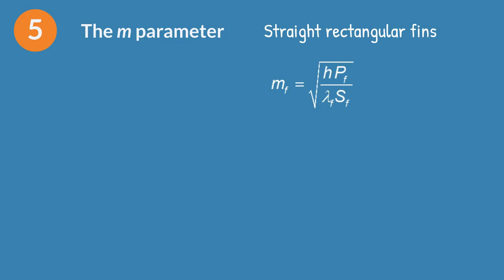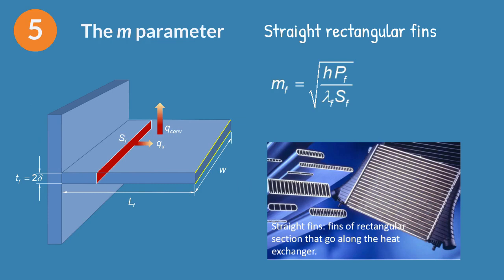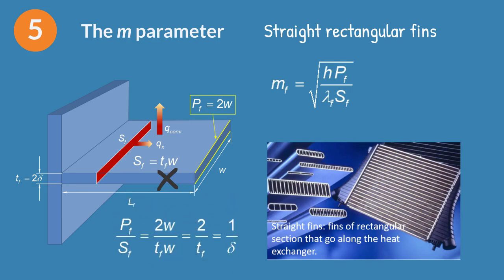Straight fins of rectangular section that go along the heat exchanger. These fins are usually very long and there is no contact with the fluid in the front and back surfaces. This is the reason why the wet perimeter is only 2 times the depth W. The cross-sectional area is the rectangle TF times W. For these fins, the ratio of the perimeter to the cross-section is equal to 1 divided by half the fin thickness. Therefore, the parameter m can be calculated without knowing the fin depth W.